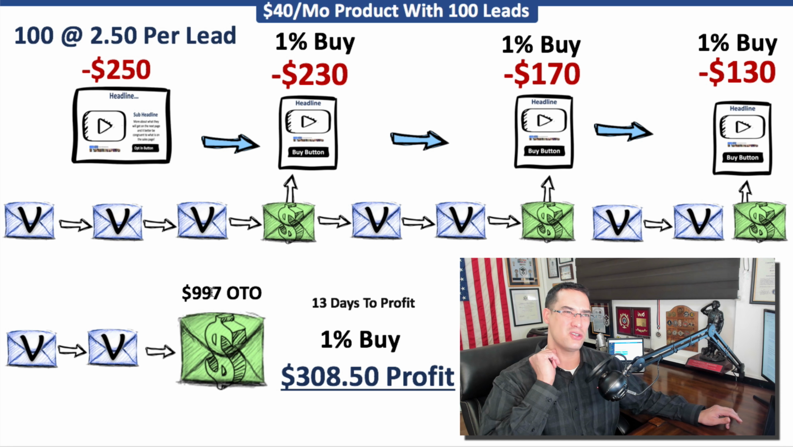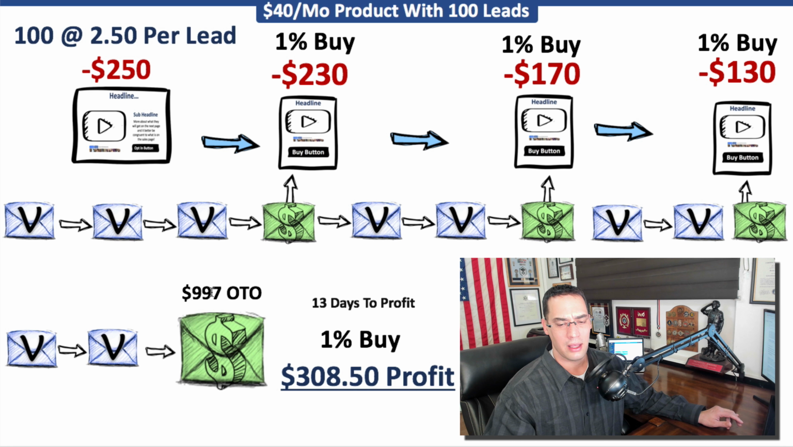Now, when I first did this, it was a $997 offer. This was back in like 2008 or 2009. It was a one-time offer, like a $1,000 thing. I got 50% commissions for it, so I would make $500 from this.